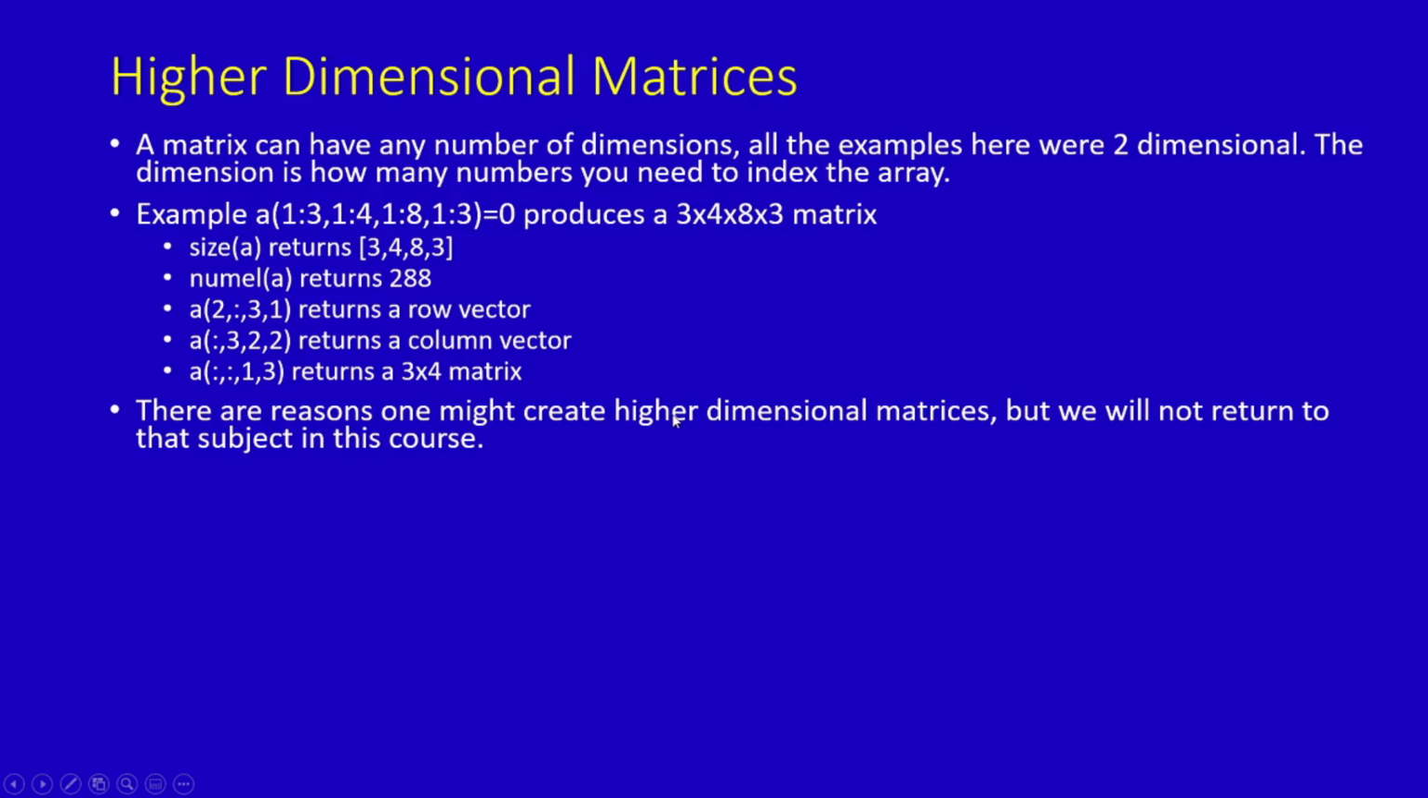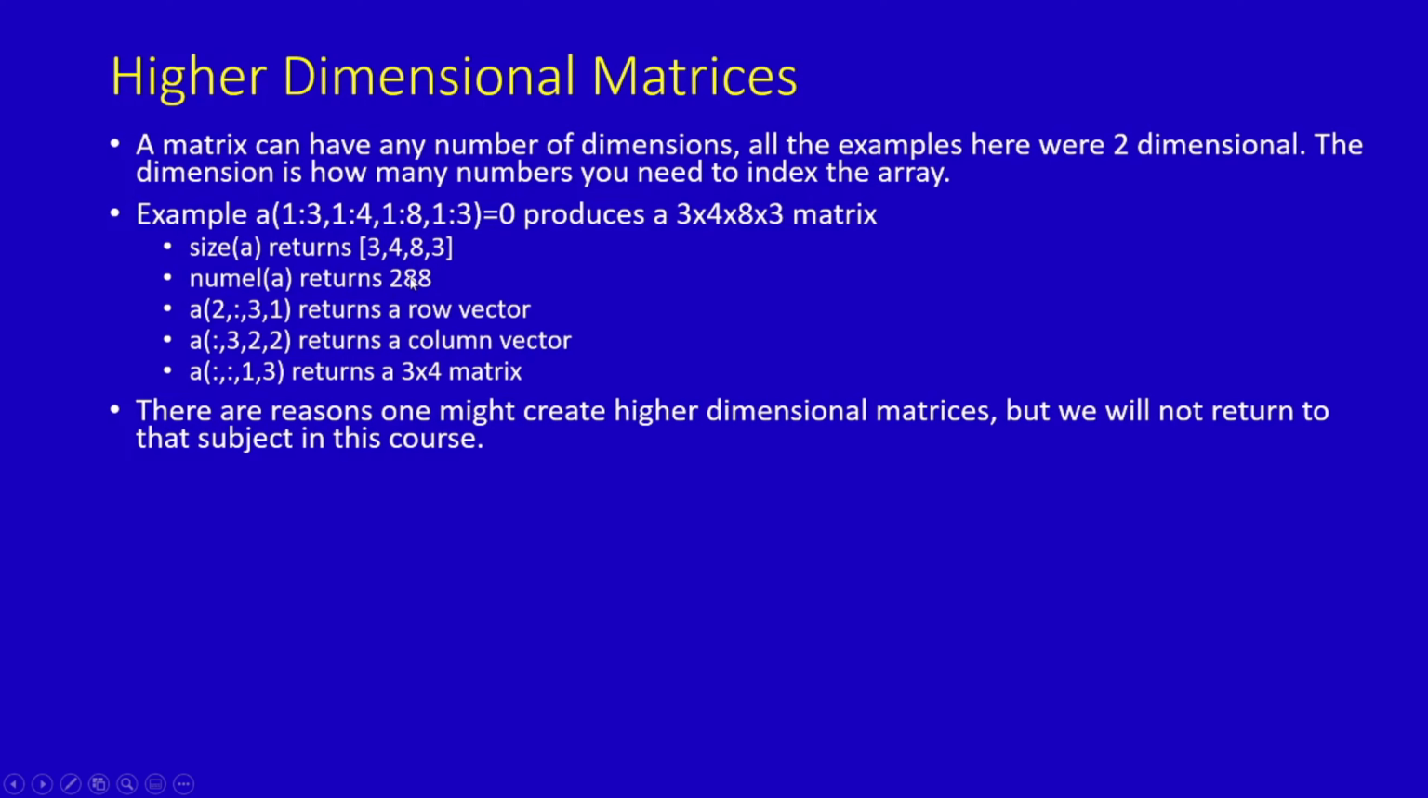Higher dimensional matrices. A matrix can have any number of dimensions. So this example here produces a 3 by 4 by 8 by 3 matrix. We can say rows and columns, but we don't have names for these other dimensions. They're just a number. Anyway, the size function will return the number of elements in each index. So there's 3 here, 4 here, 8 here, and 3 here.